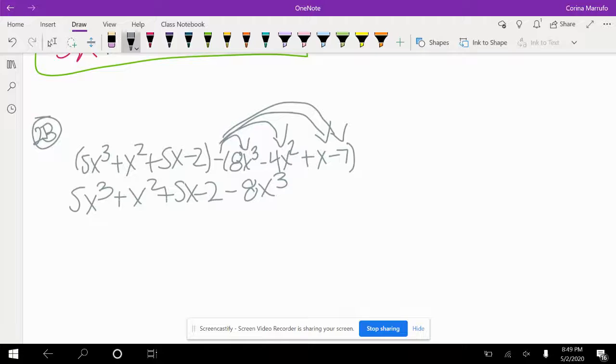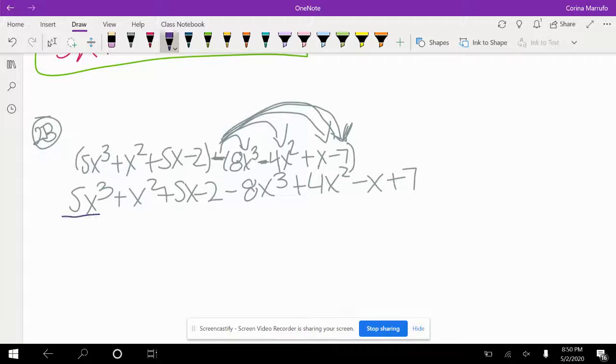And then here, when you subtract a negative 4, that's going to turn into a positive 4x squared. And then you distribute the minus to the positive x. So a negative and a positive gives us a negative x. And then last, we're going to distribute the minus sign to the negative 7. So a negative and a negative is going to give you a positive. So then from there, you're ready to combine like terms.